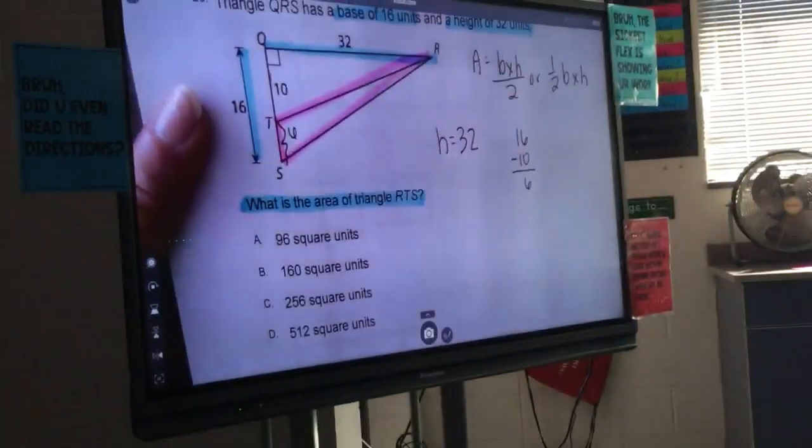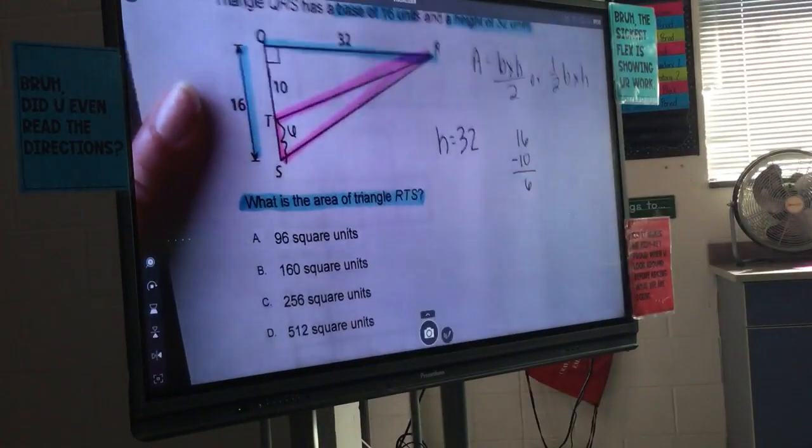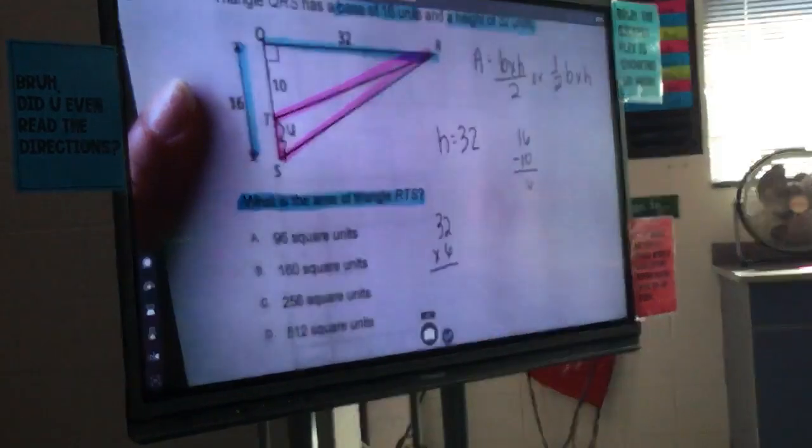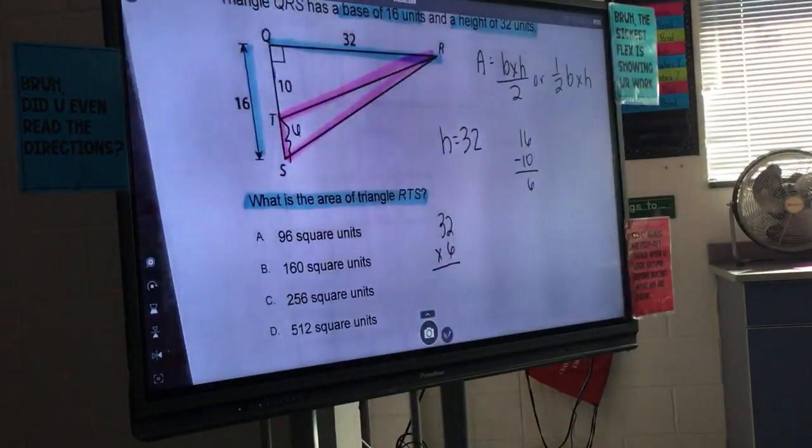Now do I have my base and my height? And can I solve this problem? Yes. So I'm going to do 32 times 6. Everyone punch it into your calculator. Do you have a question? Not right now. Let's finish this one at least, and then you can. All right, so you're typing into your calculator, 32 times 6. Raise your hand and tell me what you get. Josh?